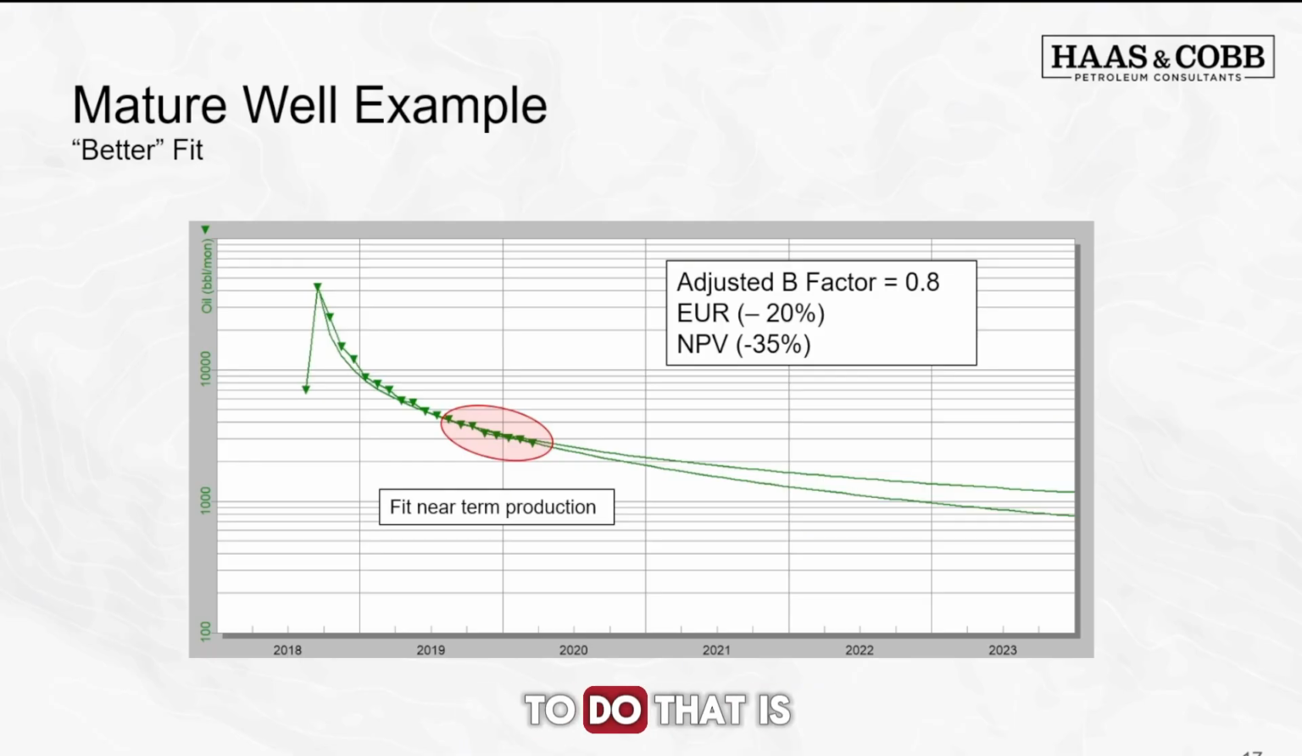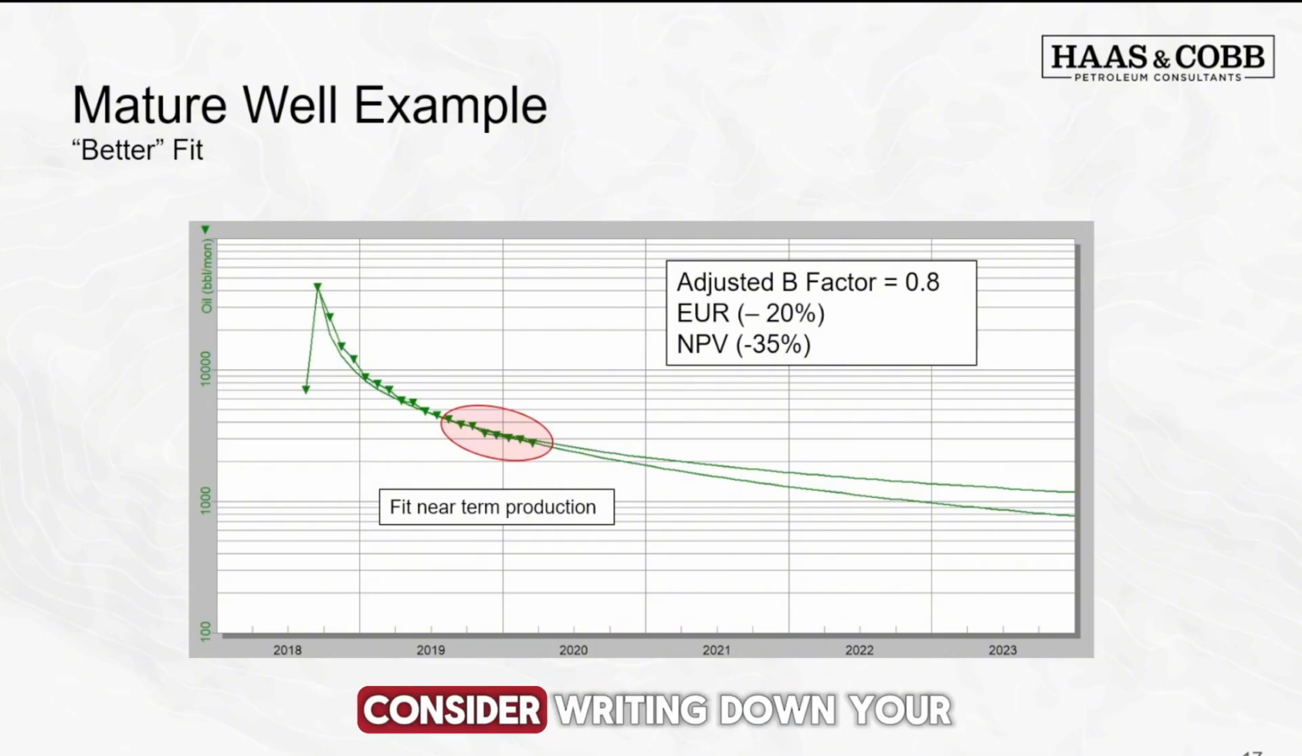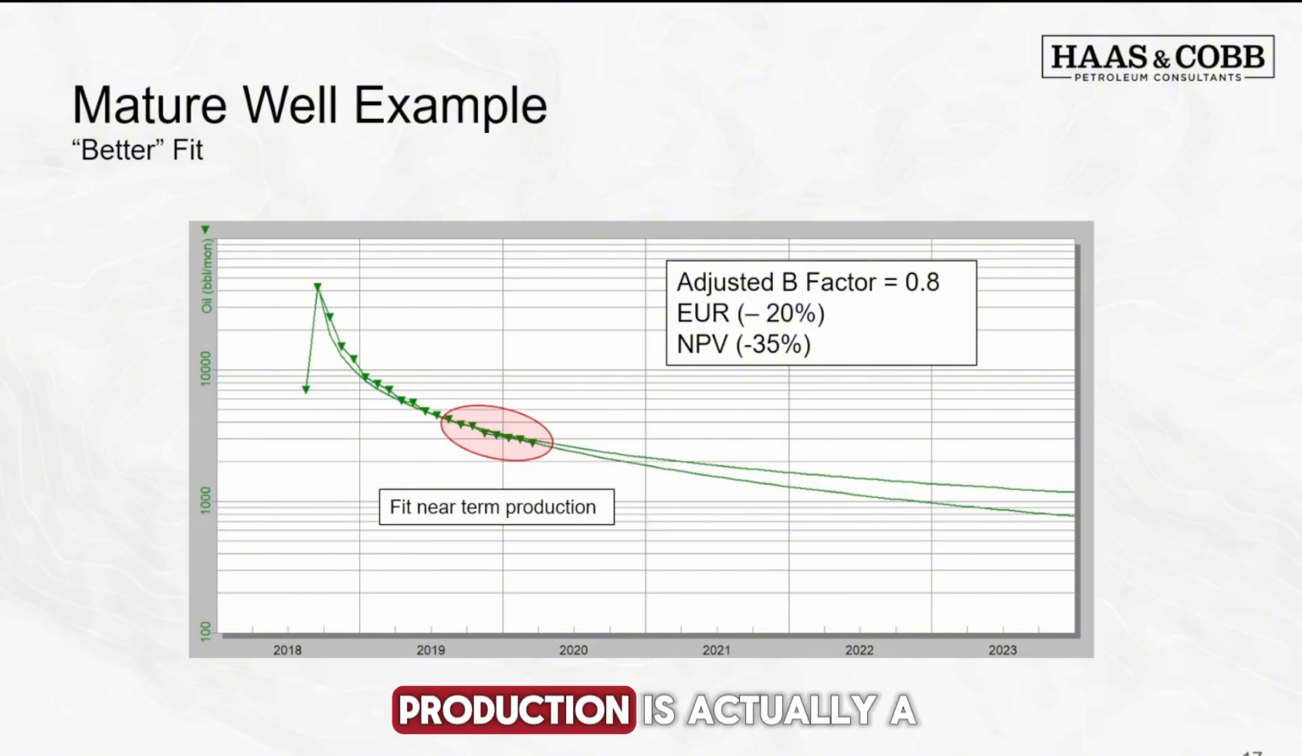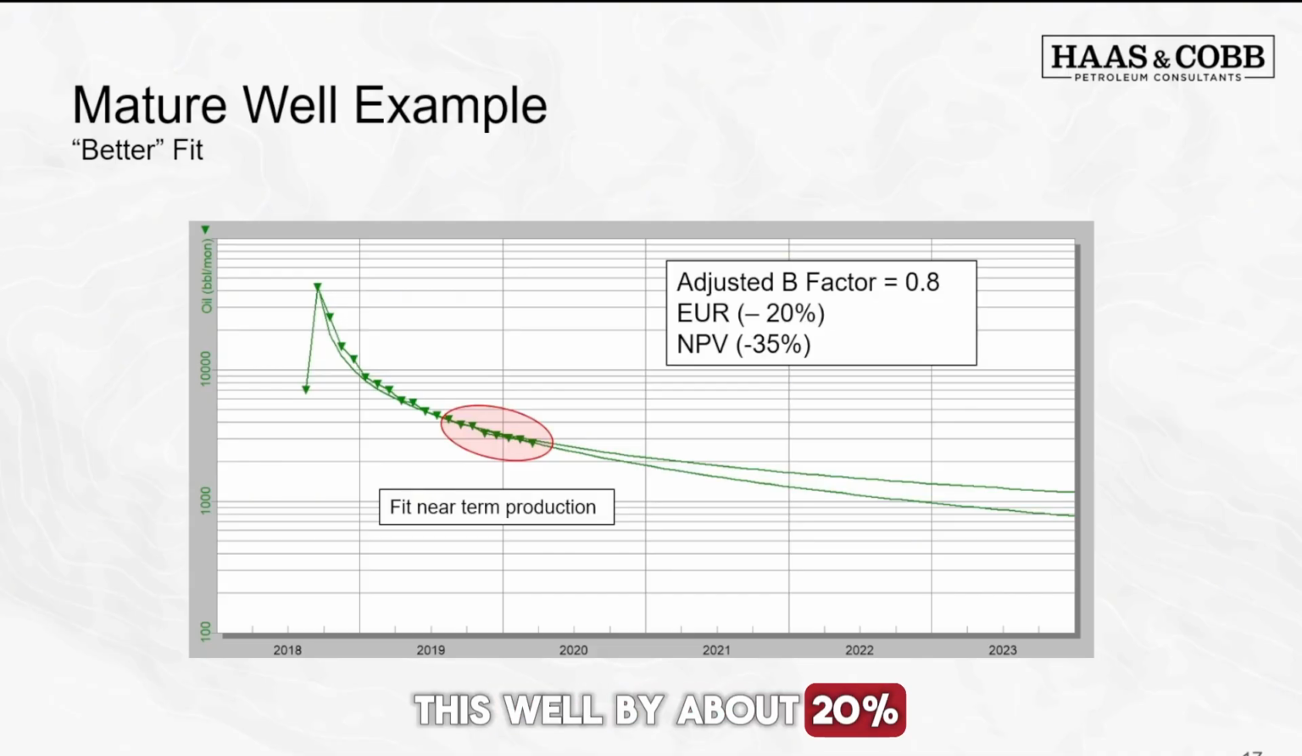So the better way to do that is to fit the near-term production with a lower B factor that's more aligned with the flow regime that well is in. So we usually say consider flow regimes or consider writing down your reserves later. In this cartoon here, it doesn't look like much, but the change in B factors associated with fitting the more near-term production is actually a reduction of the EUR of this well by about 20%.